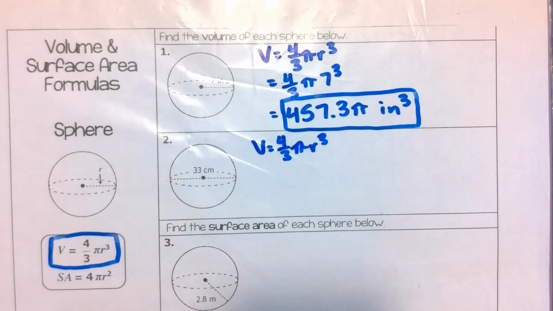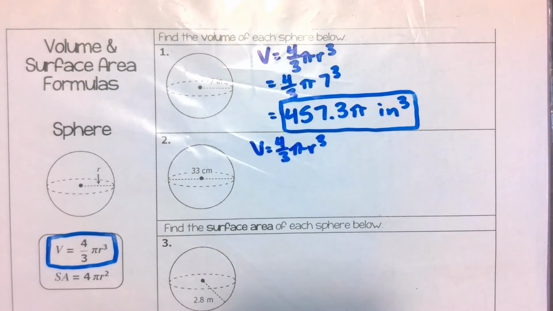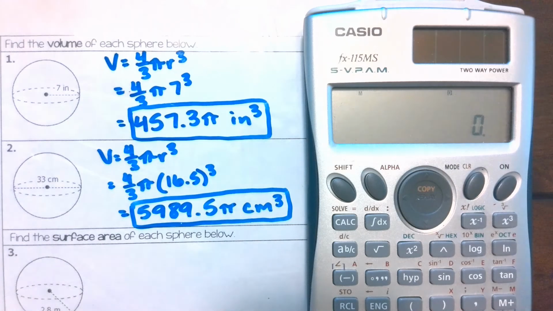Okay, go ahead and try number 2 on your own, and we'll keep this one in terms of pi as well. See if you can plug in the radius and get the volume for the sphere. So here's what you should get in terms of pi.